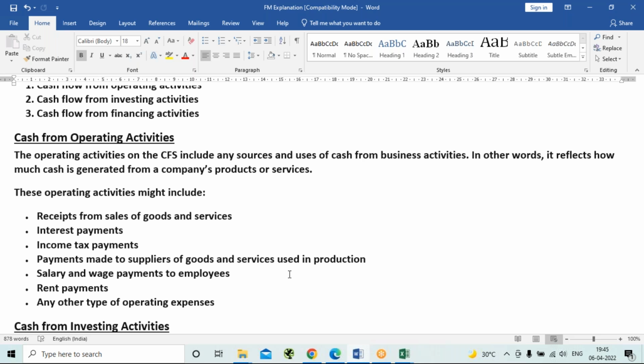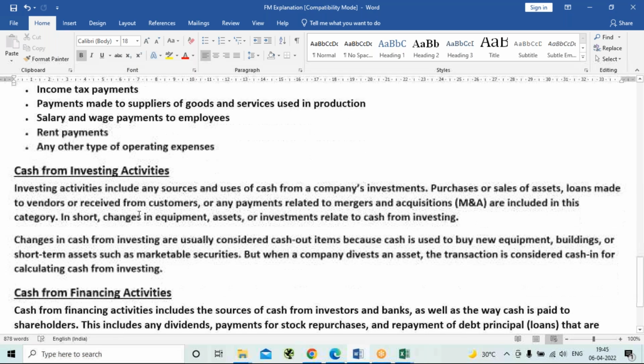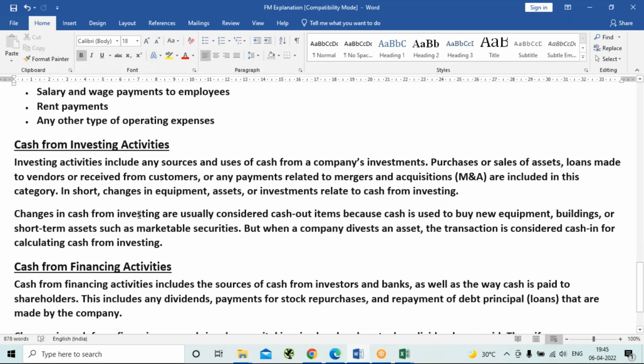The next part is cash from investing activities. So on the investment side, that is when a business is investing, it includes any sources and uses of cash from the company's investments. That is like the purchase of an asset or sale of an asset, loans made to vendors or received from customers, which is going to be a part of our investment. So we are going to take it and we are going to pay it later. Any payments related to mergers and acquisitions are included in this category.